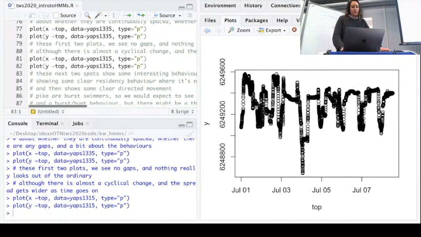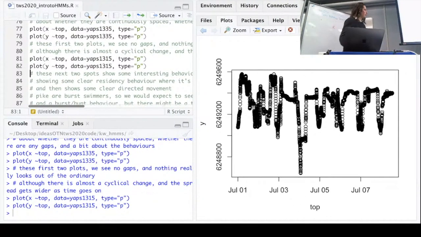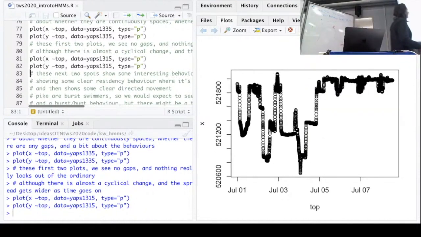this is showing some interesting behavior, I think, because it looks like there's some residency behavior here where it's not moving at all, right? So in both of these, especially in this one, you can see these spots here where the animal's clearly moving through time, maybe shifting. It's like reversing along the axis there, but you can't really interpret that unless you're looking at both axes, right?